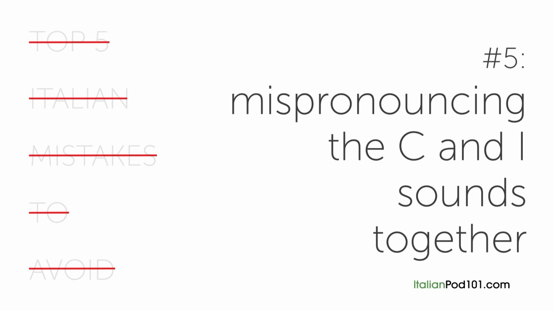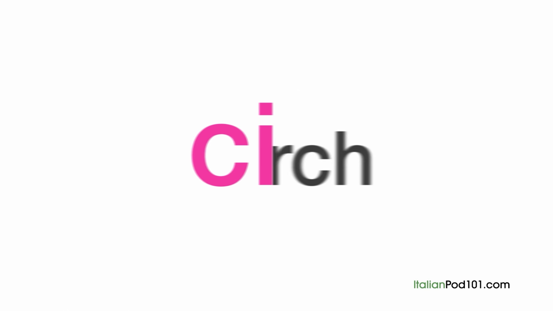Number 5. Mispronouncing the C and I sounds together. C. This sound is identical to the ch in church. The only difference, though, is that it's stressed even more in Italian than it is in English. Listen to the example. Cucina. Lucia. Notice how the ch sound is more stressed in Italian than it is in English? Be mindful about pronouncing the ch sound when speaking in Italian.